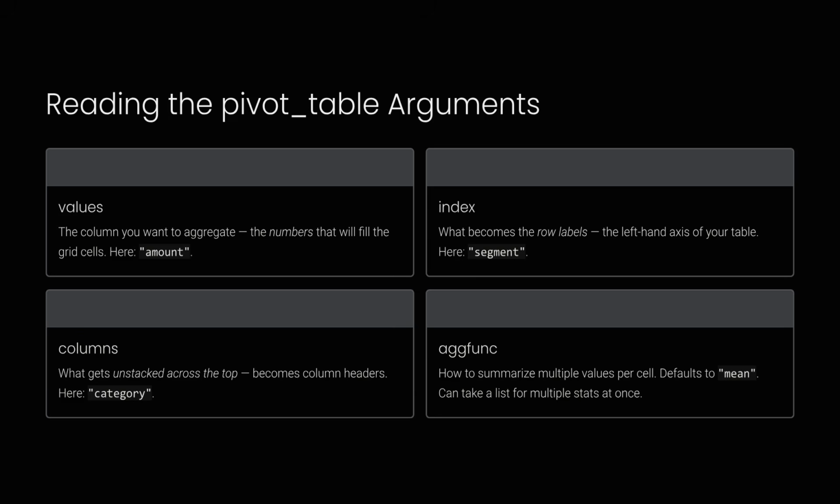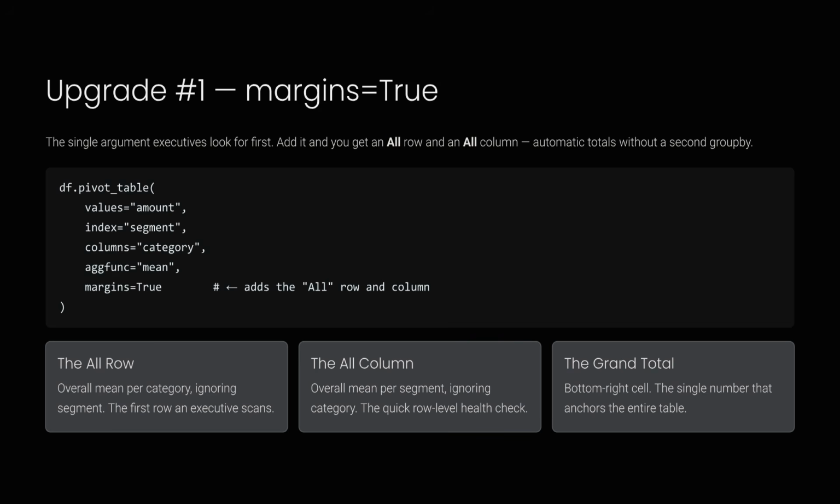Think of pivot table as a group by command followed by an automatic unstack. It transforms your data into an elegant grid that is easy for humans to interpret. To use pivot table effectively, you'll need to define your values for aggregation, the index for row labels, columns for the header spread, and the desired aggregation function. A useful upgrade is the margins argument. Setting it to true automatically adds all rows and columns, providing instant totals without requiring an extra group by step.